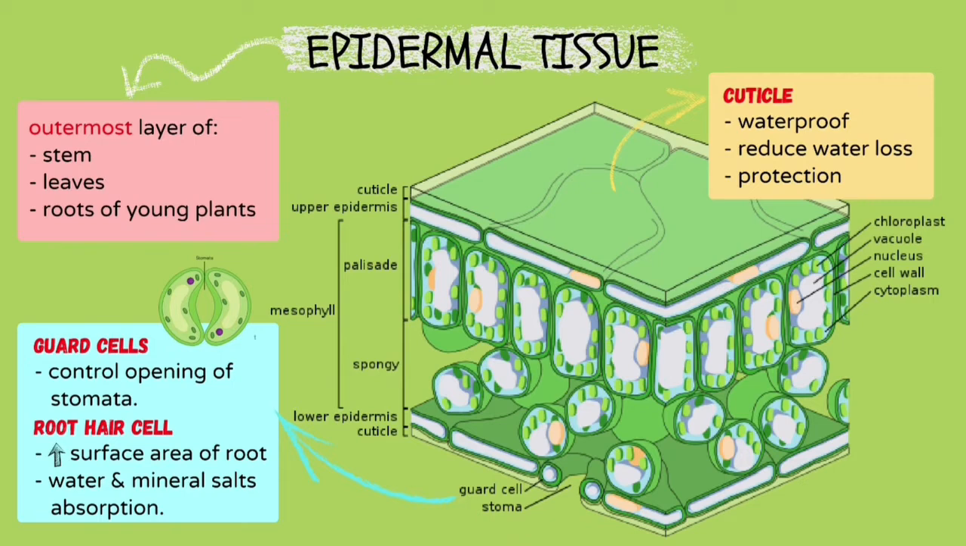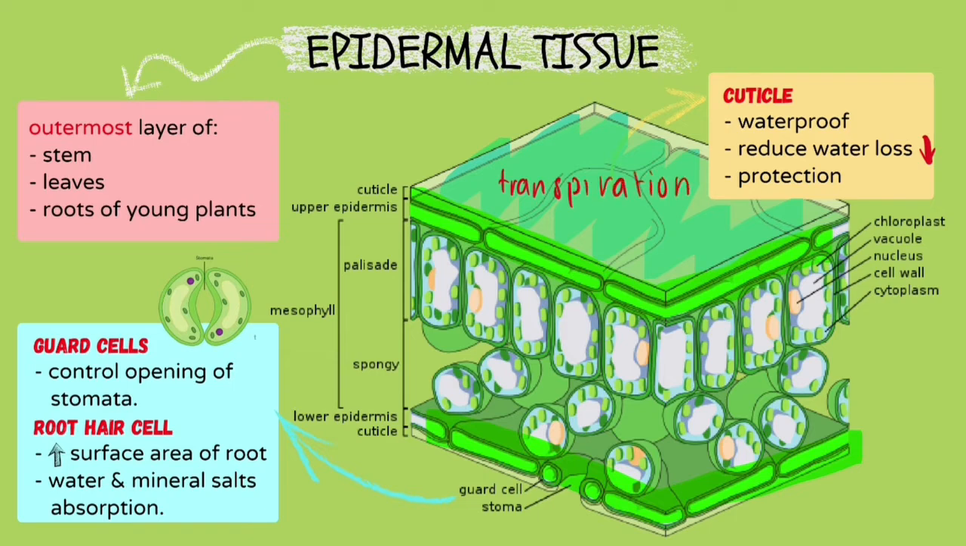An example of dermal tissues are the epidermal tissues. The epidermal tissues are the outermost layer of stems, leaves and roots of young plants. This epidermal tissue normally has a waterproof and waxy layer at the upper part which is exposed to air. This layer will help to reduce water loss through a process of transpiration and also provides protection against pathogens and mechanical injuries.